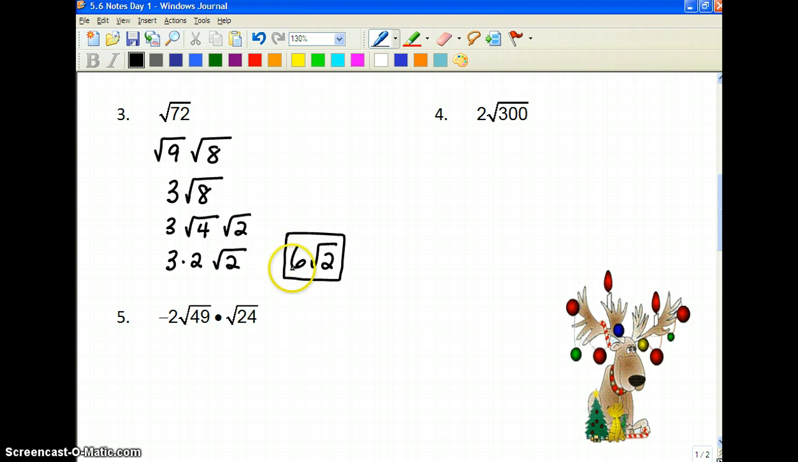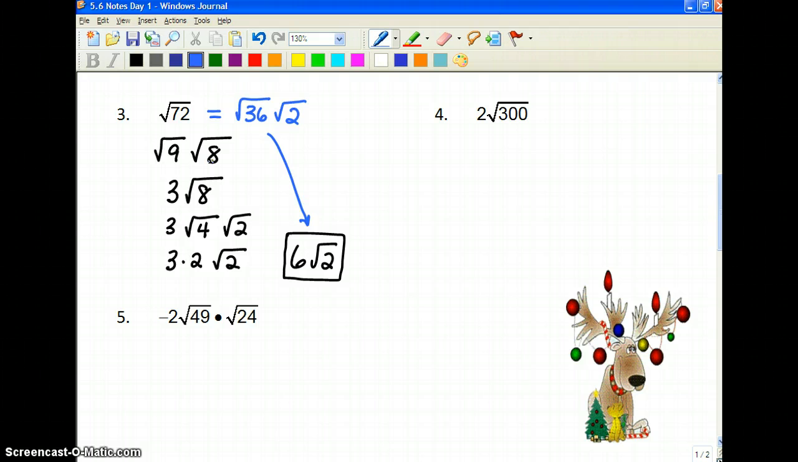So really, if you pulled a 6 out, then what was that 6 underneath? 6 times 6 would be 36, and 36 times 2 is 72. So you could have gone root 36 root 2 and then gone to your answer as well. But most people don't recognize 36 and 2 for 72. They recognize 9 and 8. And that's okay. You just need to break the 8 down some more.